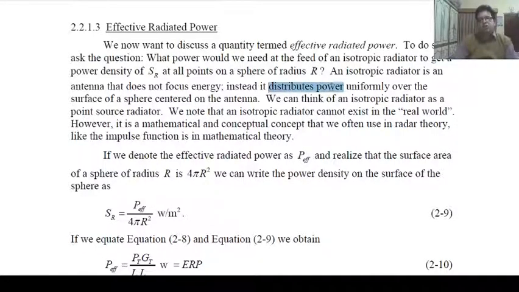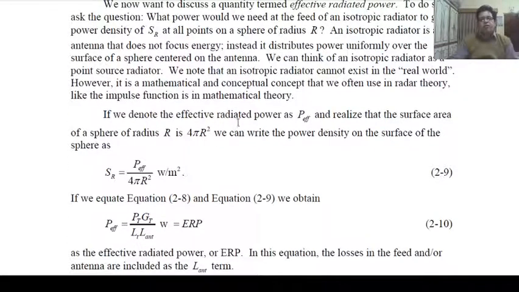It distributes power uniformly over the surface of a sphere centered on the antenna. We can think of an isotropic radiator as a point source radiator. We note that an isotropic radiator cannot exist in the real world. However, it is a mathematical and conceptual concept that we often use in radar, like the impulse function in mathematical theory.